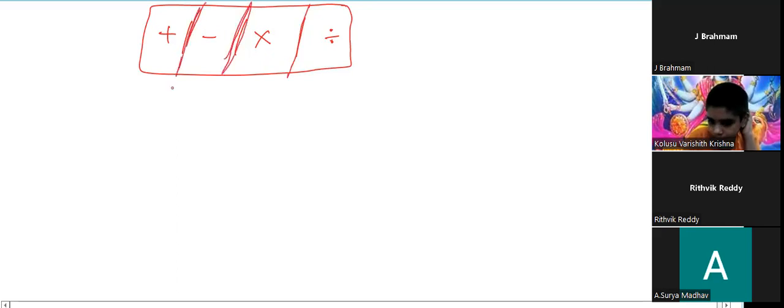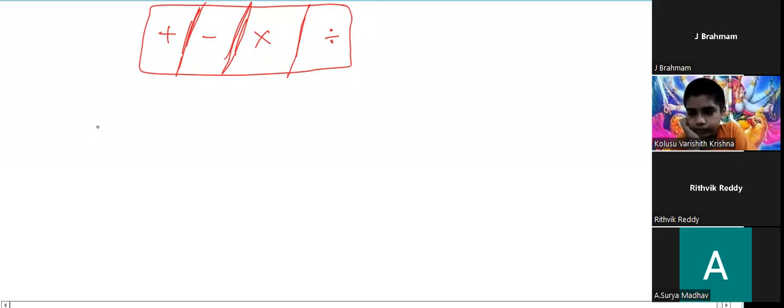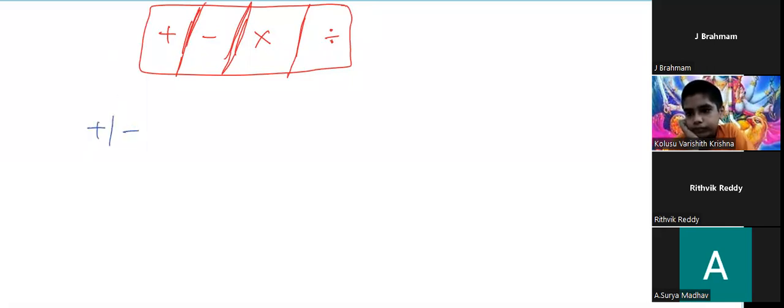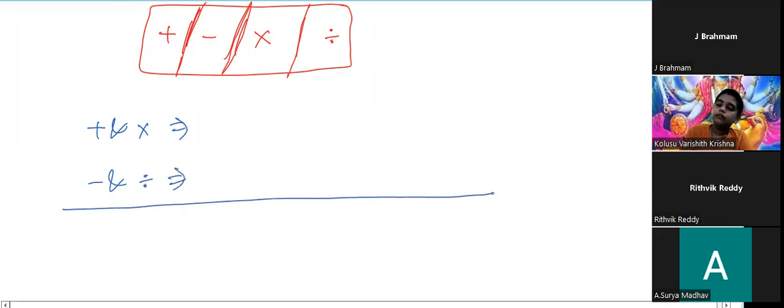In one point of view, in one category, plus and into come under one category. Minus and division come under another category. In one point of view. What is the point of view? Can anyone tell?